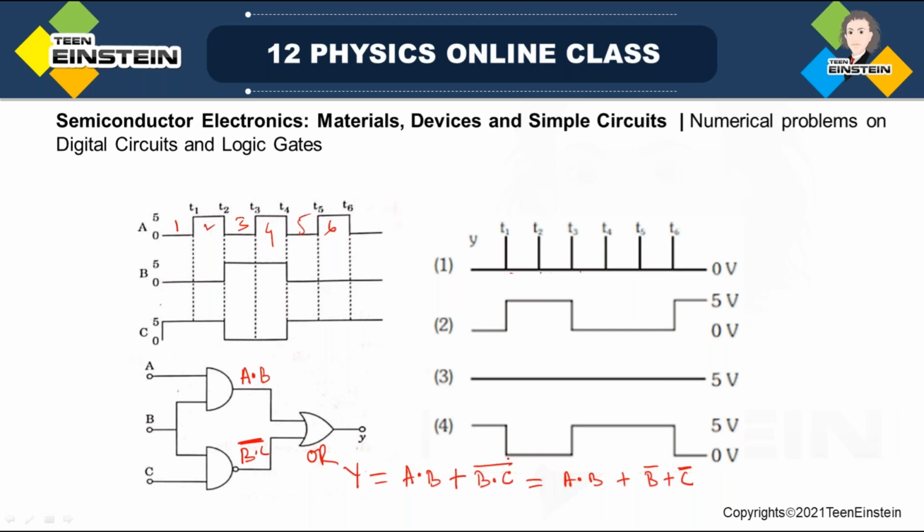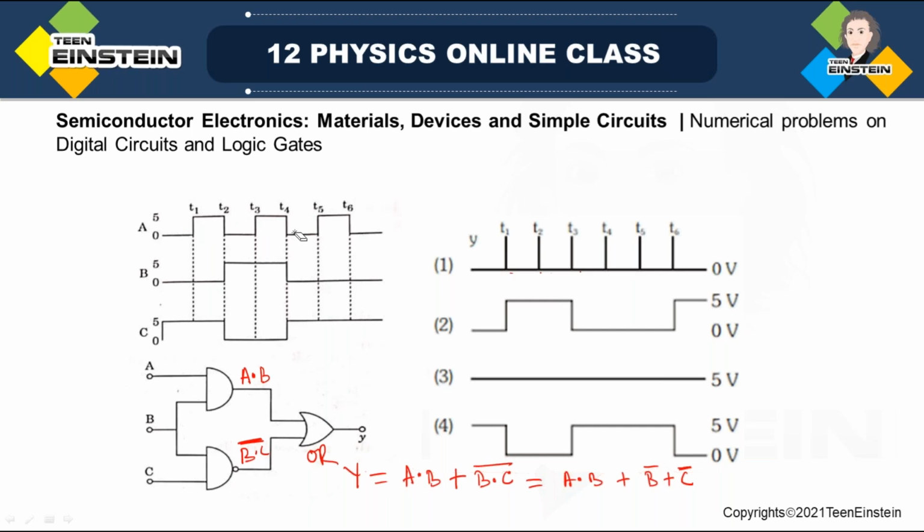Again for some time interval it is at low level, again it is at high level, again it is at low level. So this is how it varies. So we have to find out what it is. Let us see.